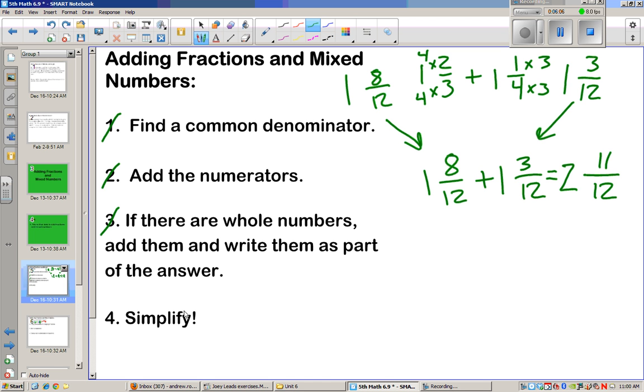And then simplify. Can I simplify 11/12? No, because 11's a prime number and it's only got factors 1 and 11. I can't divide 12 by 11. So my answer is 2 and 11/12, which means I've done that last step.